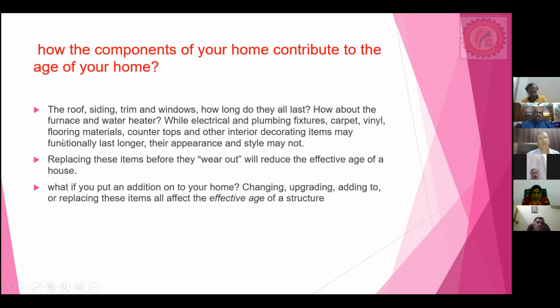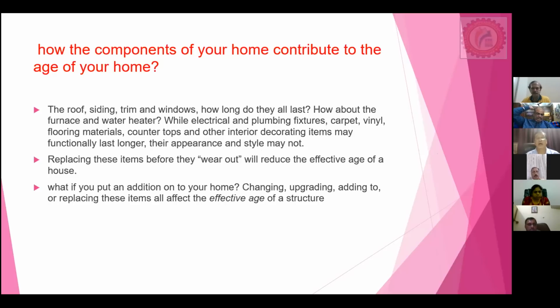No doubt, the roof will have a different age, and even the windows, a different age. So wear and tear for the plumbing is different, wear and tear for the roofing is different, and wear and tear for the flooring is different. That means each and every item of the building will have a different age.